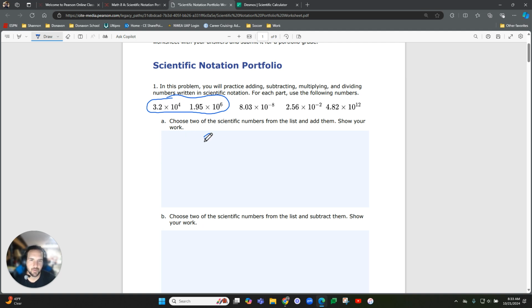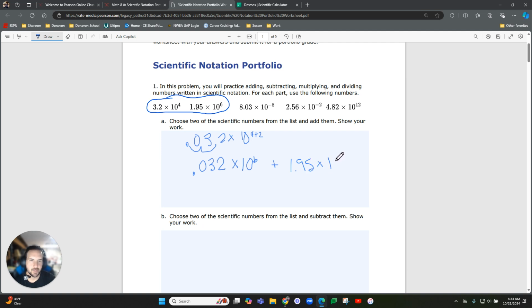To do that, with 3.2 times 10 to the 4th, I'm going to move the decimal place over twice. I'm taking away 2 powers of 10 here, and I will add 2 powers of 10 here. So it's 0.032 times 10 to the 6th. And to that, I'm going to add this other number, plus 1.95 times 10 to the 6th.